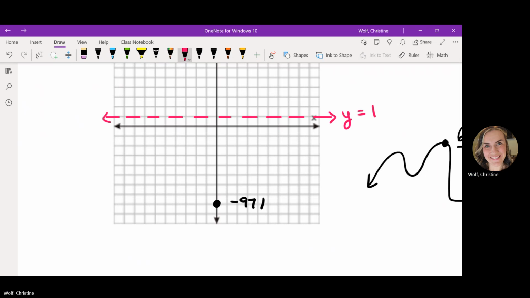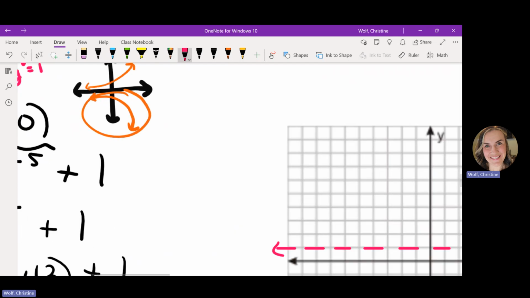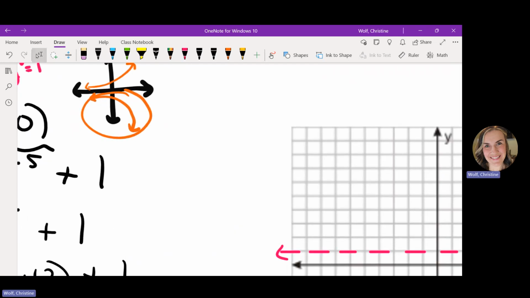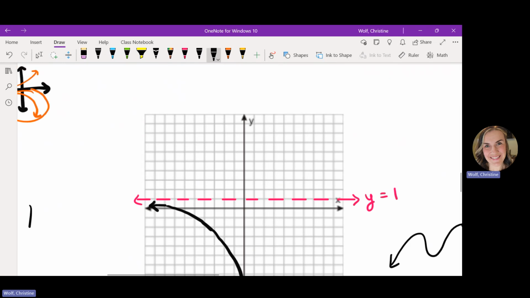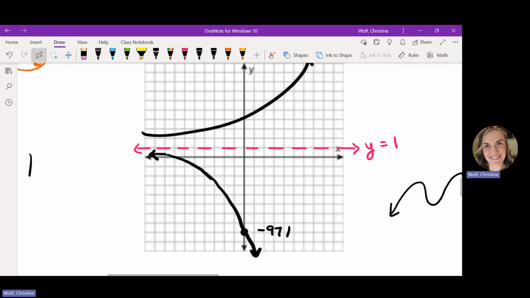Okay, and then I need to draw a graph. We already established it has to look like that. And it has to cross my y-intercept down here. So what that's going to look like, I know I have to always approach my asymptote. So I do that. And then I just work my way down until I hit my y-intercept down there. And remember, the original was like that, right? So we just reflected it down and passed through our y-intercept.